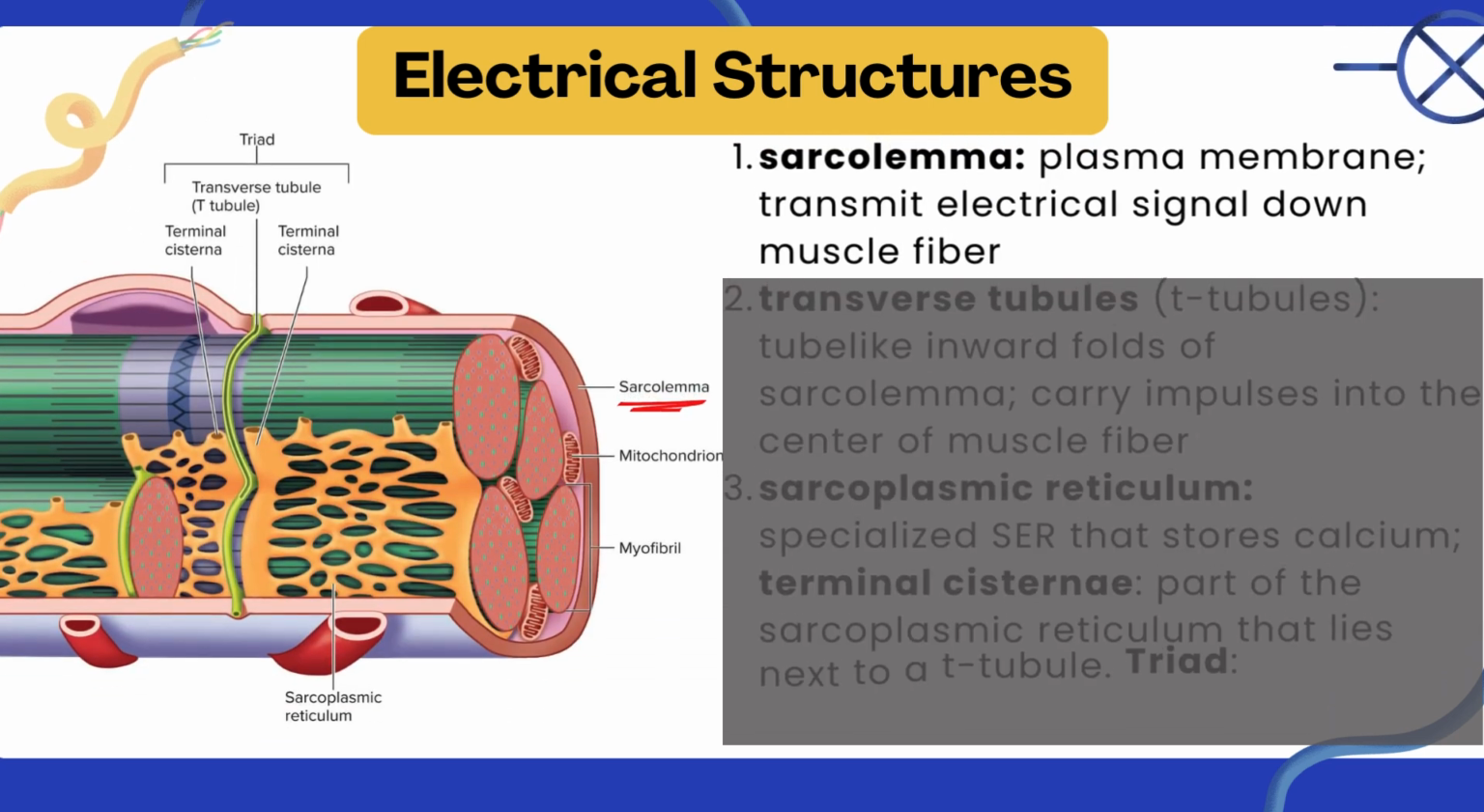Here we see a diagram of one muscle cell, or you can call it a muscle fiber. The plasma membrane of a muscle fiber is called the sarcolemma. Electrical signals are transmitted along the sarcolemma. In the image, the sarcolemma is salmon colored and is covering the entire cell.